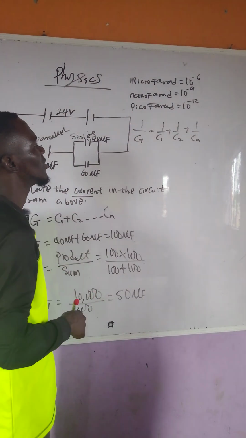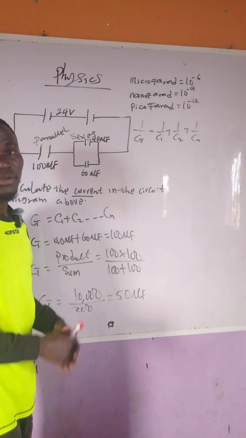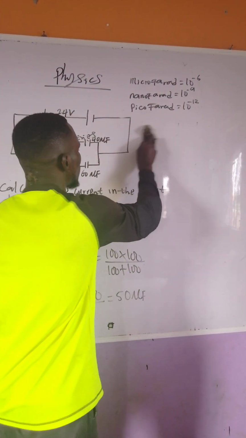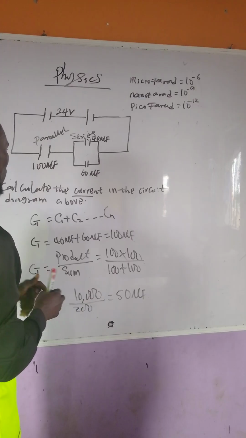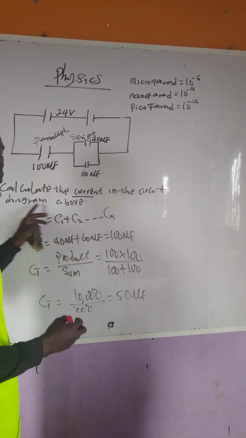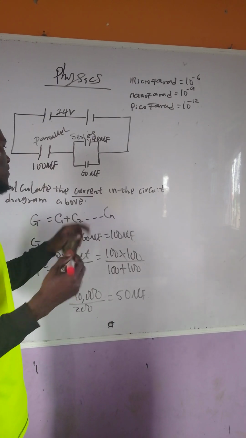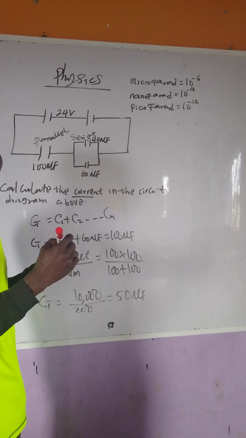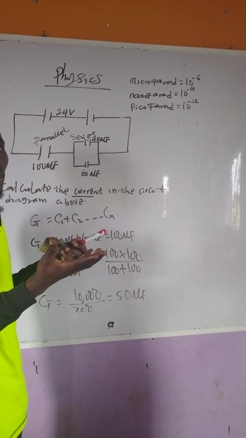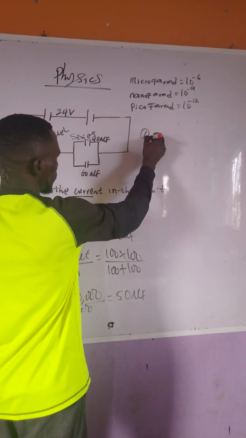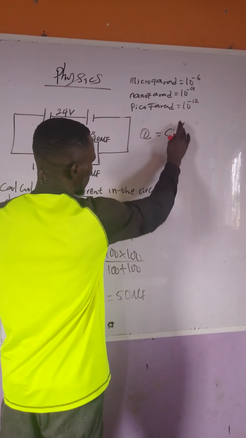So the next step is to solve for what we are asked. We are asked to calculate the current in the circuit diagram above, right? So now, for the current, we need the formula for charge, right? The quantity of charge equals capacitance times voltage.